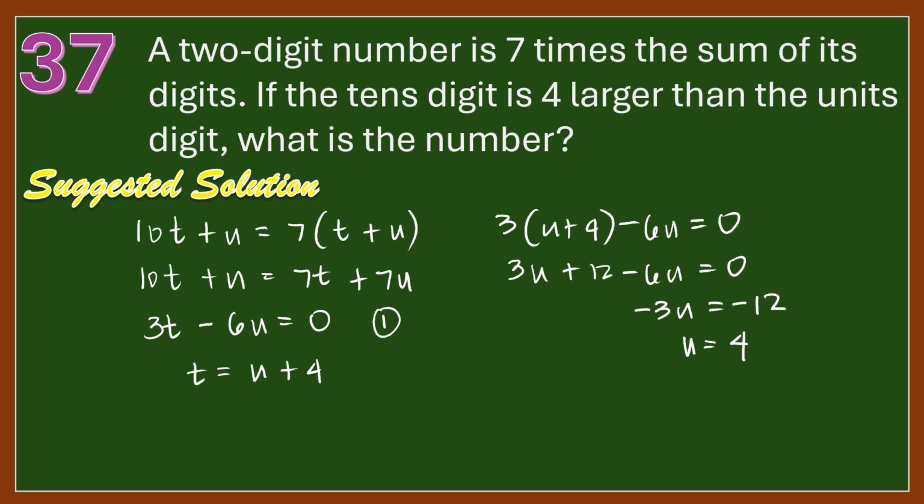The units digit is equal to 4. And to get the tens digit, we have t equals u plus 4. So we have t is equal to u, that is 4, plus 4, this is equal to 8. Then the answer, the number is 84. The tens digit is 8, the units digit is 4.